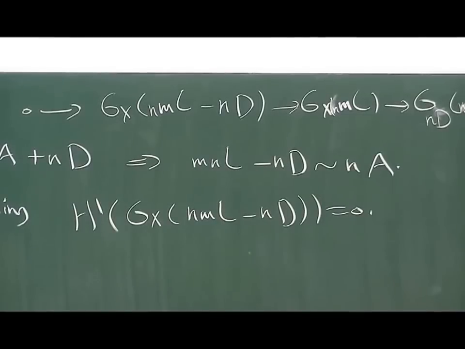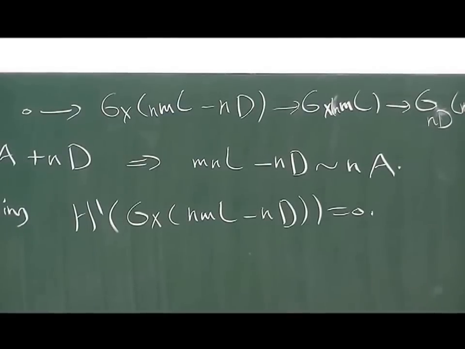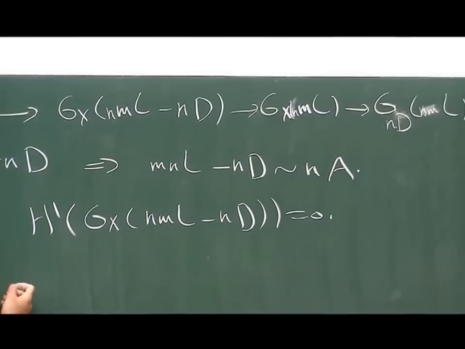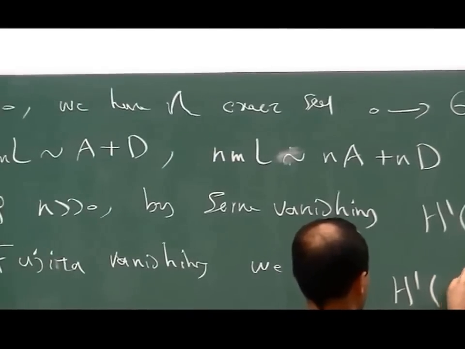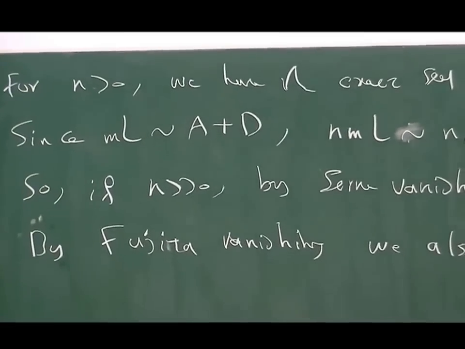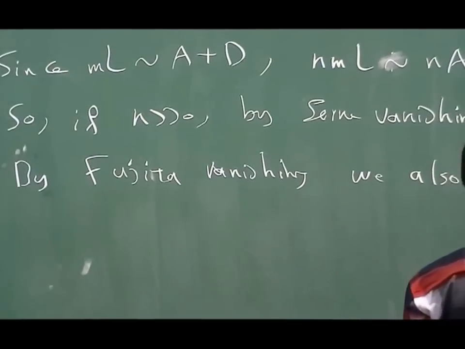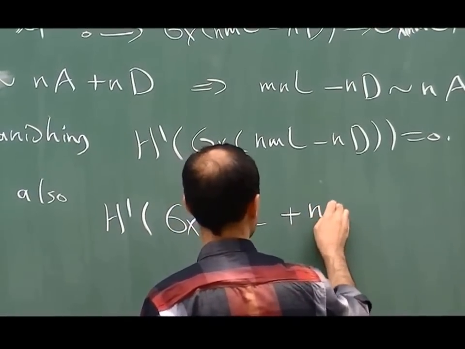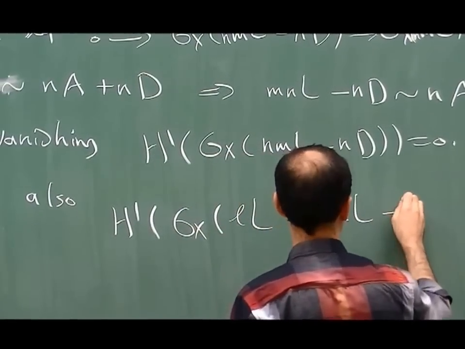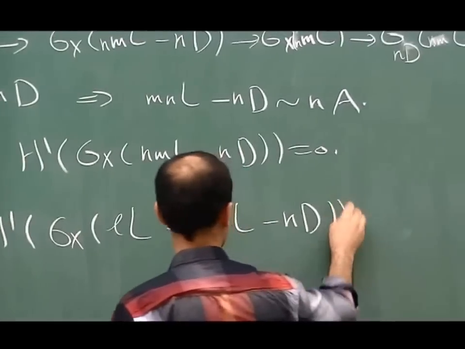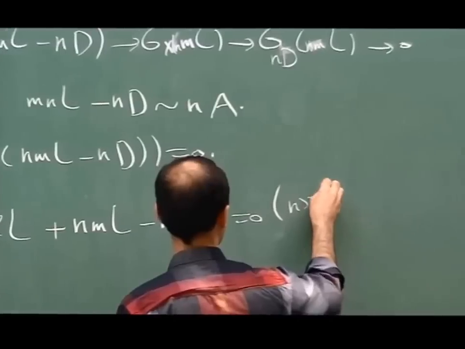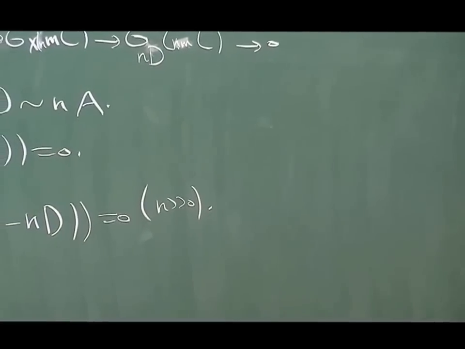So Fujita vanishing essentially says that the third vanishing is still true even if you multiply an F divisor. So we also have the following vanishing. H1 of OX, if I throw in a multiple of this fixed divisor or any other Cartesian net divisor, then I still can say that this is equal to zero. So of course here I'm assuming that n is large enough.